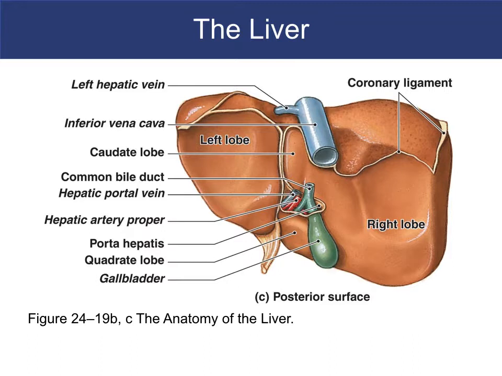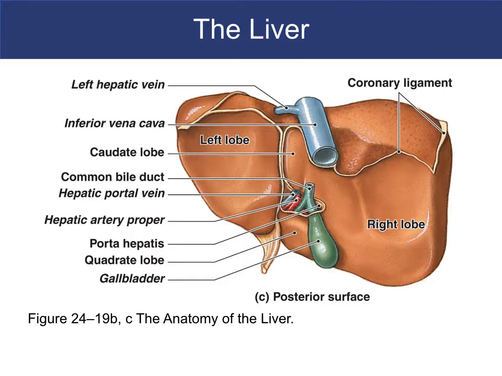The first is it comes in through the hepatic artery. The hepatic artery is a branch of the celiac trunk. Remember that? The first of the unpaired arteries. So the hepatic artery carries bright red blood straight from the aorta to the liver.